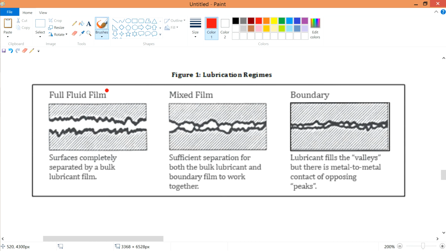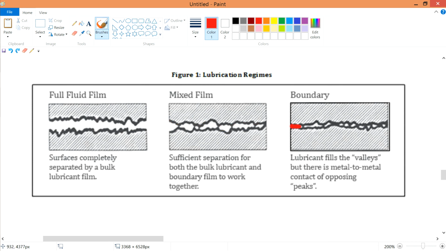So I search for the picture, full fluid film. This layer, I believe, is the oil. So you fully isolate both materials. Mixed is that you allow some of the asperities, these high peaks, to meet each other, while some of the surfaces are lubricated, or it's not totally lubricated.